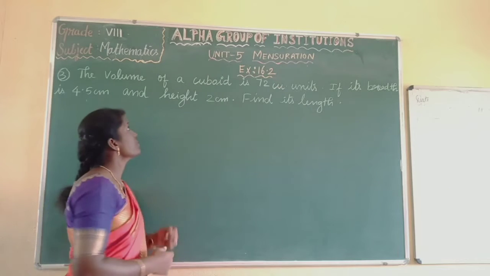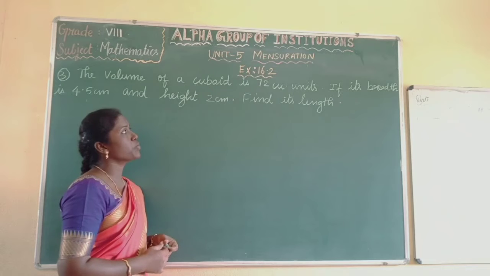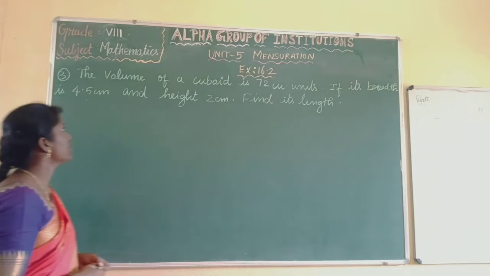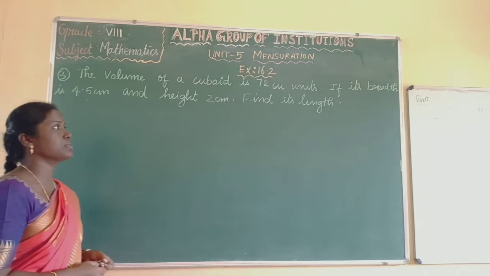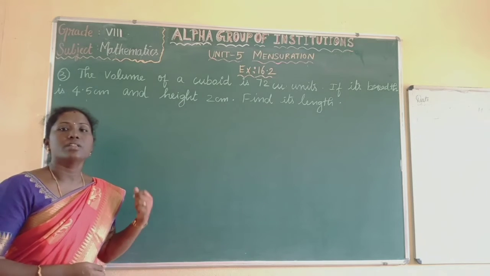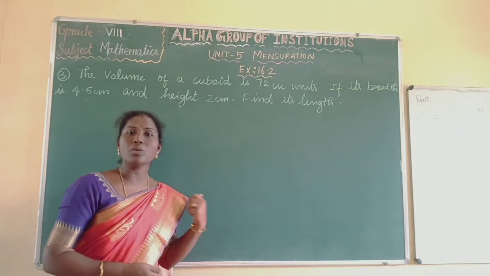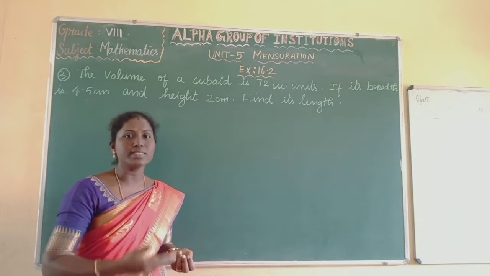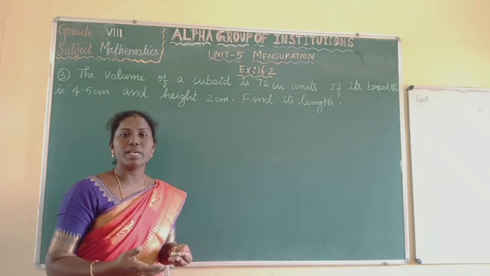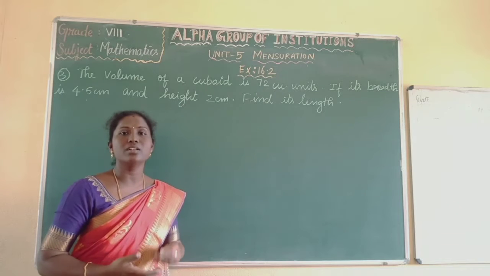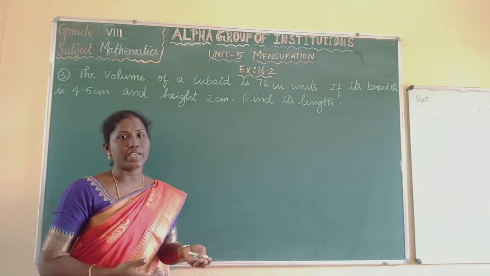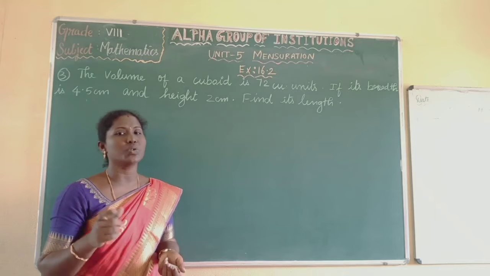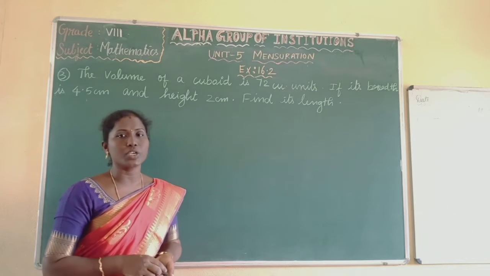See the next question. The volume of a cuboid is 72 cubic units. If its breadth is 4.5 and height 2 cm, find its length. The problem is based on the volume of the cuboid. What is the volume of the cuboid formula? Area of the base into height. Here the area of the base represents the shape of the rectangle. So L into B into H, length into breadth into height. So that is the volume of the cuboid.